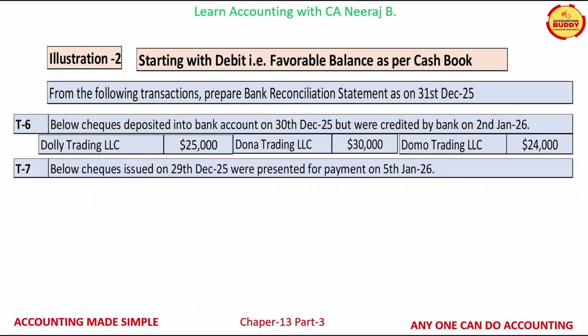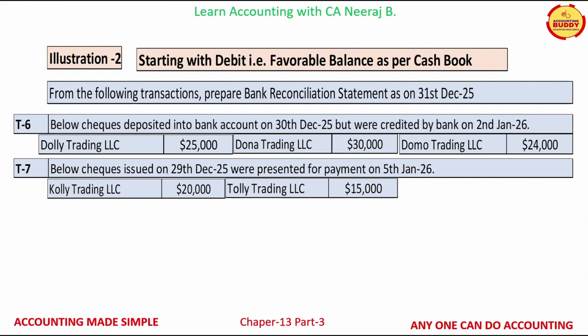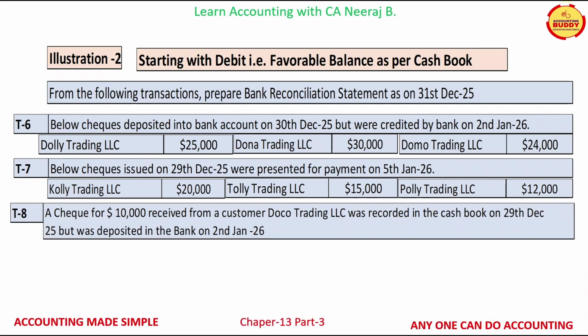The T7 unmatched transactions are checks issued on 29th December 25 that were presented for payment on 5th January 26. They are Coley Trading LLC $20,000, Tully Trading LLC $15,000 and Poly Trading LLC $12,000. The T8 unmatched transaction is a check for $10,000 received from a customer, Doco Trading LLC, recorded in the cash book on 29th December but deposited in the bank on 2nd January 26.